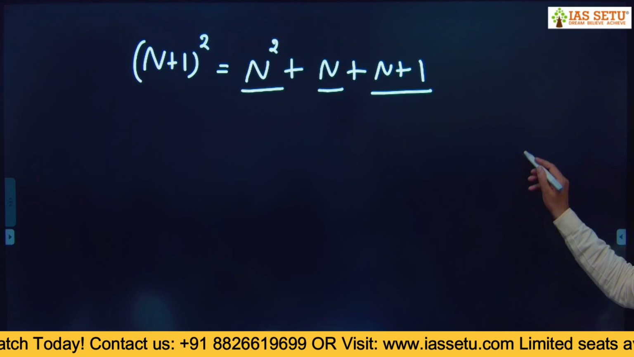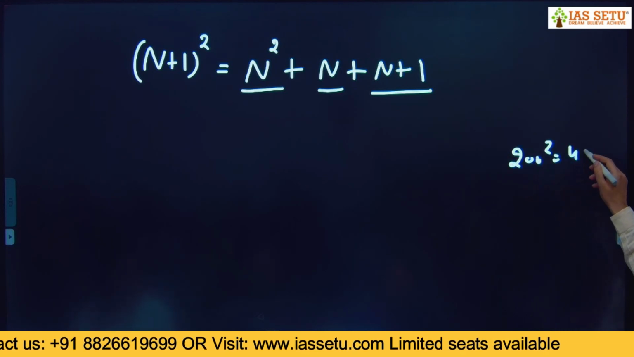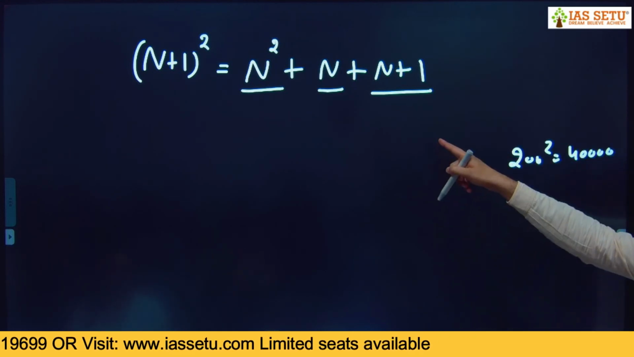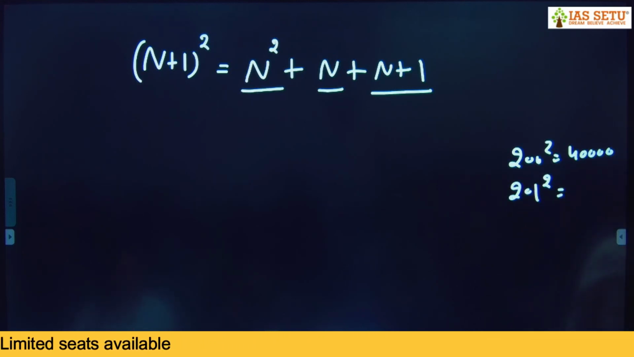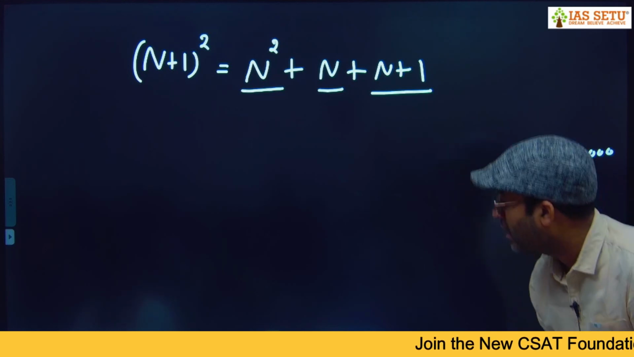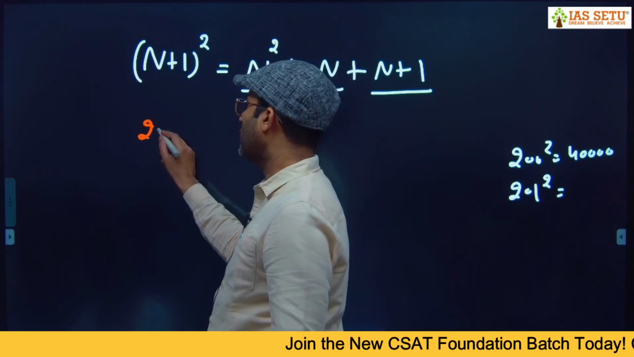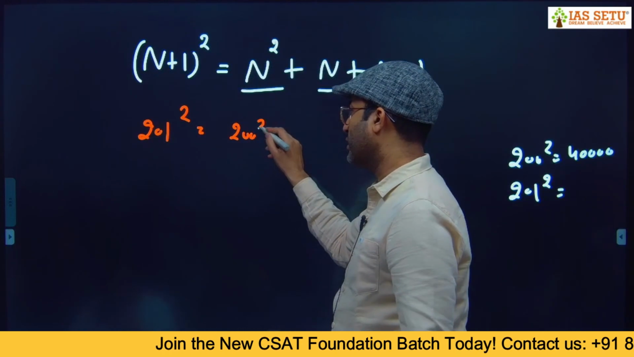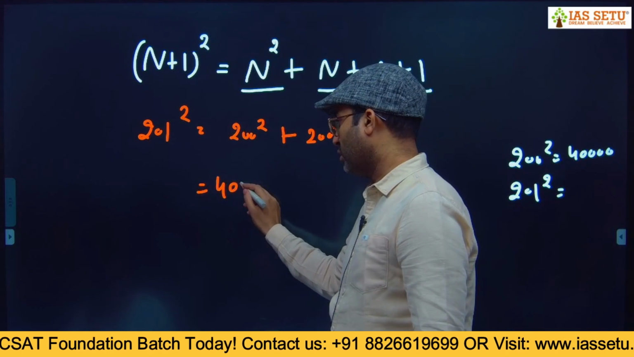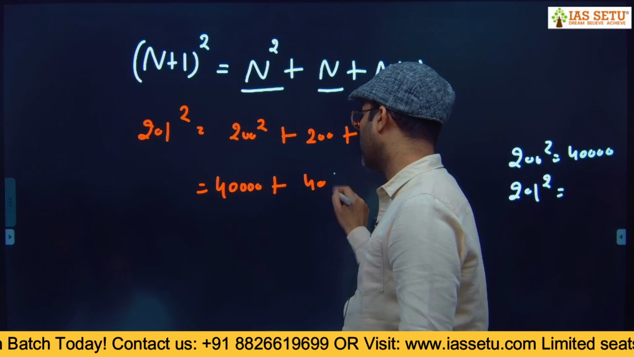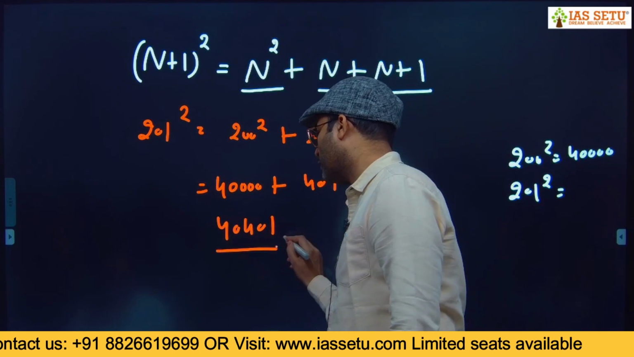Now I tell you, try to use 200 square is 40,000. By using this, tell me what is 201 square. 200 square is 40,000. Try to find 201 square. 40,401. How come? See here, 201 square will be 200 square plus 200 plus 201. This is 40,000 plus 401. So 40,401 is our answer.